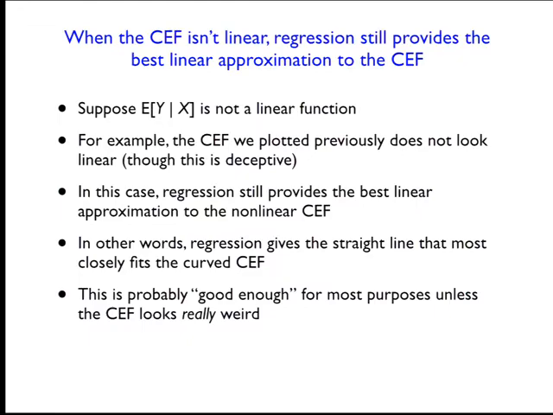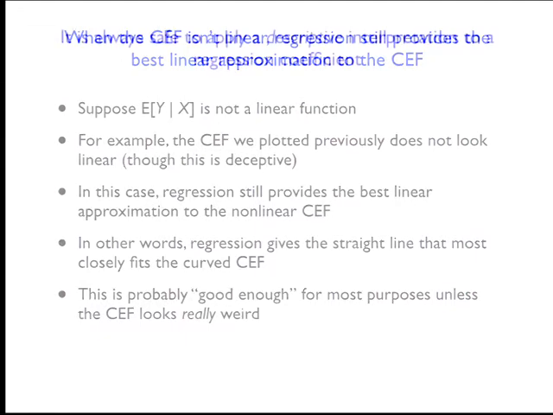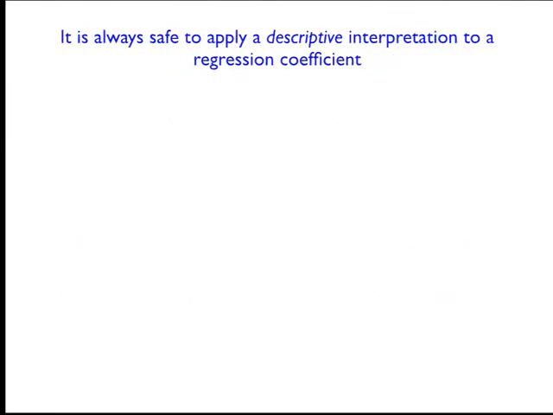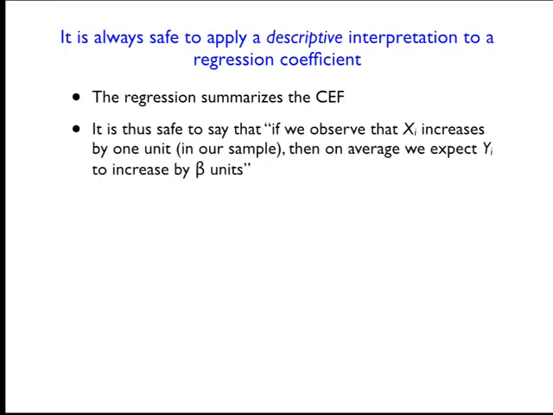What we'll end up being much more concerned about is causality. What we mean there is whether or not we can actually ascribe a causal relationship to the conditional expectation function that we plot. Before we get into causality, I want to first emphasize that it's always going to be safe to apply what I would call a descriptive interpretation to a regression coefficient. Remember, the regression is just summarizing the conditional expectation function. So it's always safe to say that if we observe that xi increases by 1 unit in our sample, then on average we expect yi to increase by about beta units.